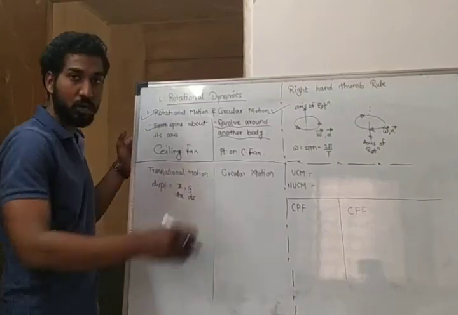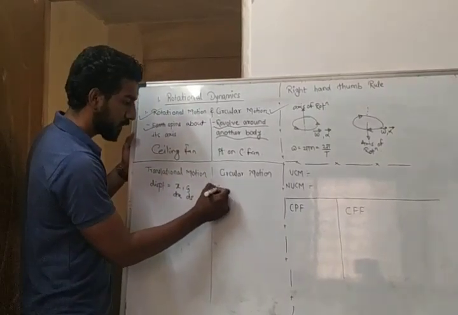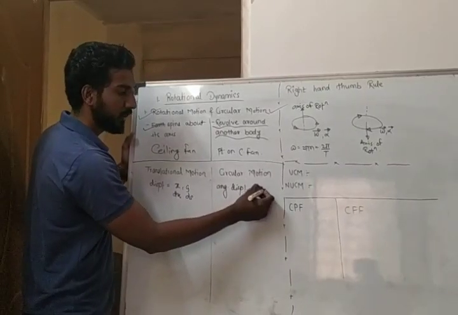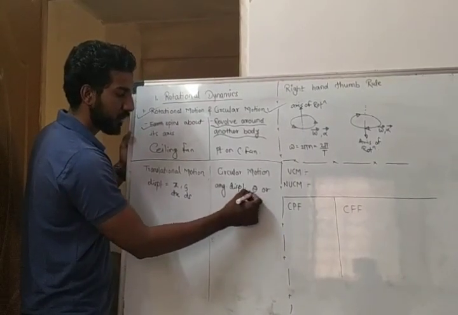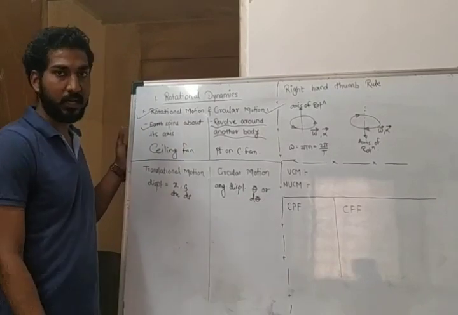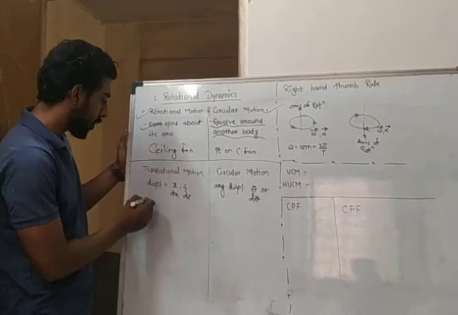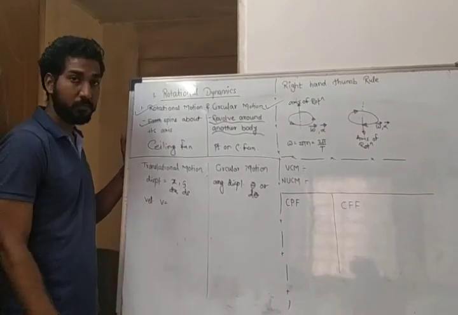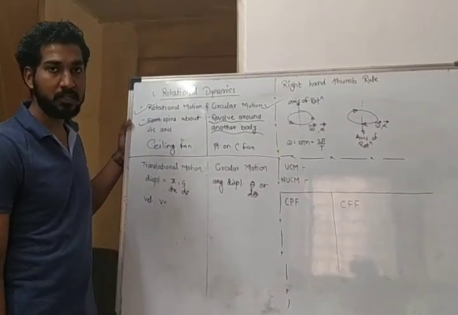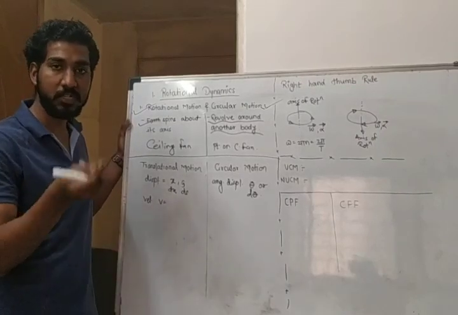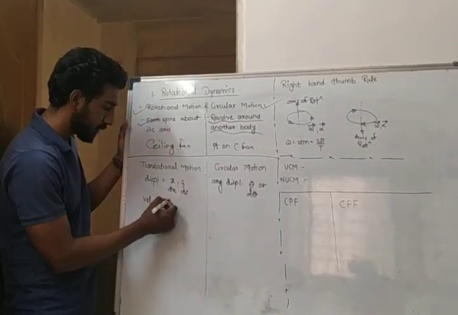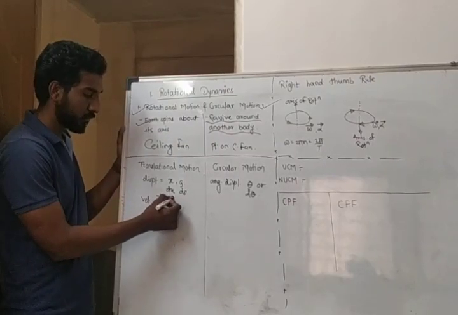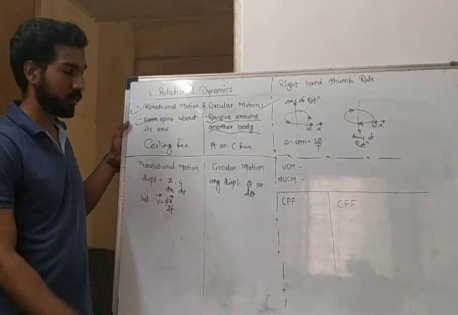If we consider circular motion, of course there will be angular displacement. It is denoted by theta, or if a small change is there, it will be d theta. So again we have velocity. Velocity is denoted by v, and we know the basic definition: it is nothing but the rate of change of displacement with respect to time. So it is dx upon dt. It is a vector quantity, so we can write a vector bar over it.